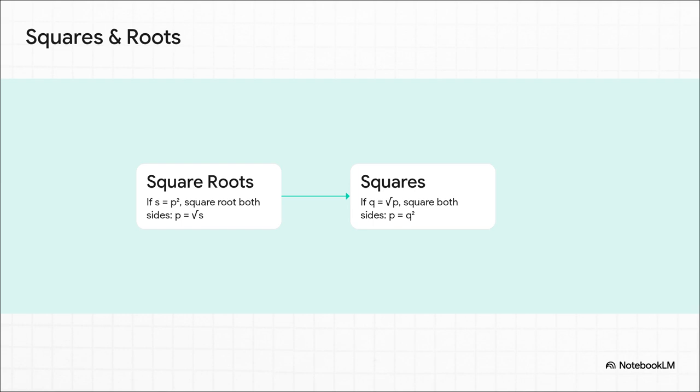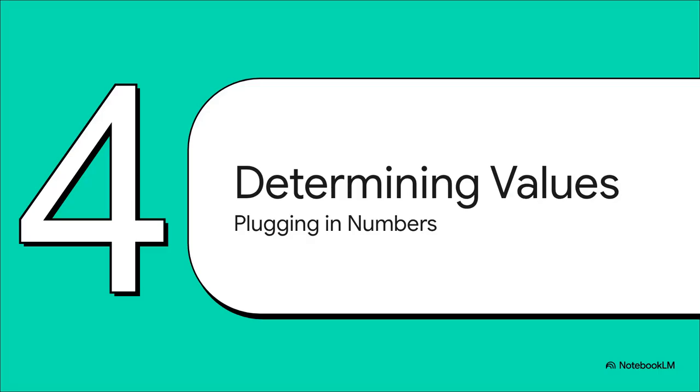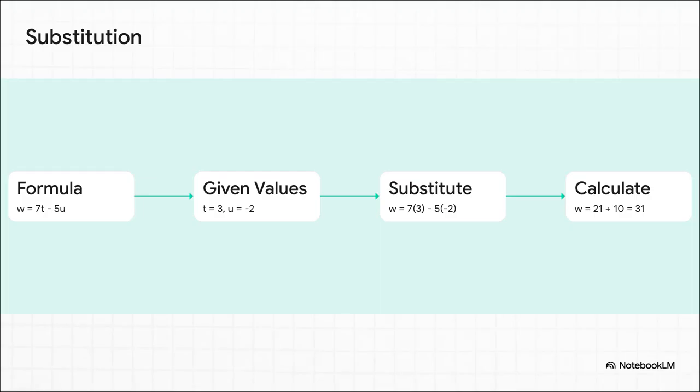Honestly, as long as you do the exact same inverse operation to both sides, your equation stays perfectly balanced. Section 4. Determining variable values. Okay, let's walk through this step by step.